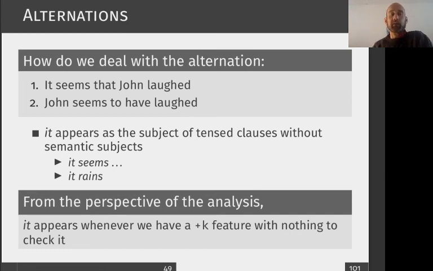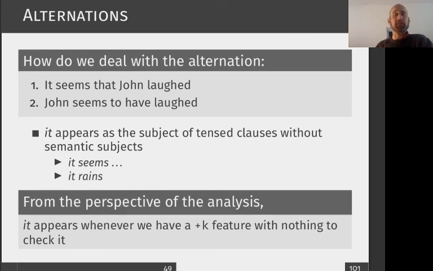So that's great, wonderful. But how do we deal with this alternation? That's our ultimate goal. Now we can derive John seems to have laughed, and it seems that John laughed. Well, we can't really do it yet, but John seems to have laughed, we get that. Well, we see that it appears as the subject of tensed clauses without semantic subjects. It seems, it rains, and so on. That's what we sort of intuit.